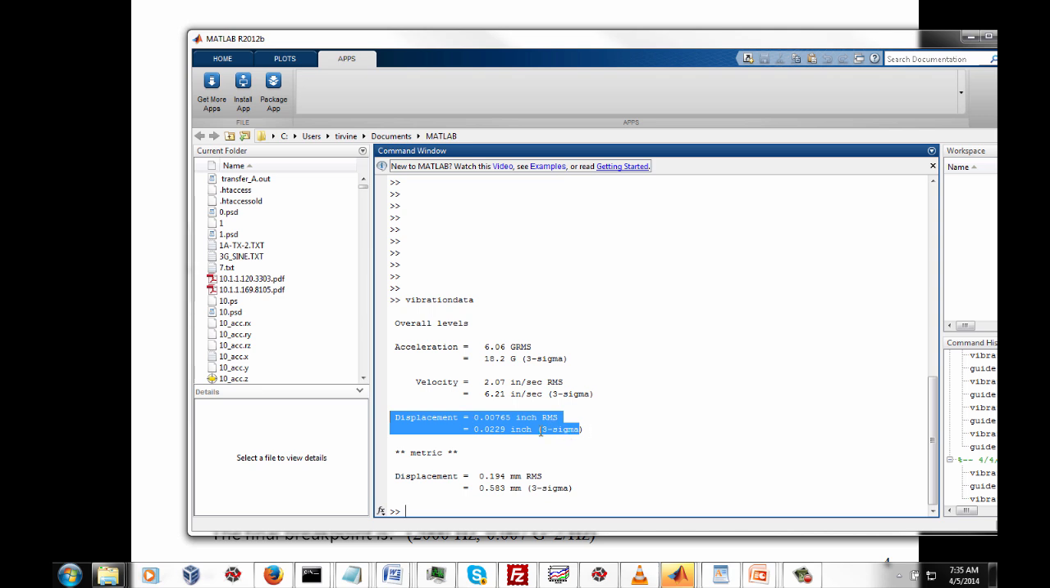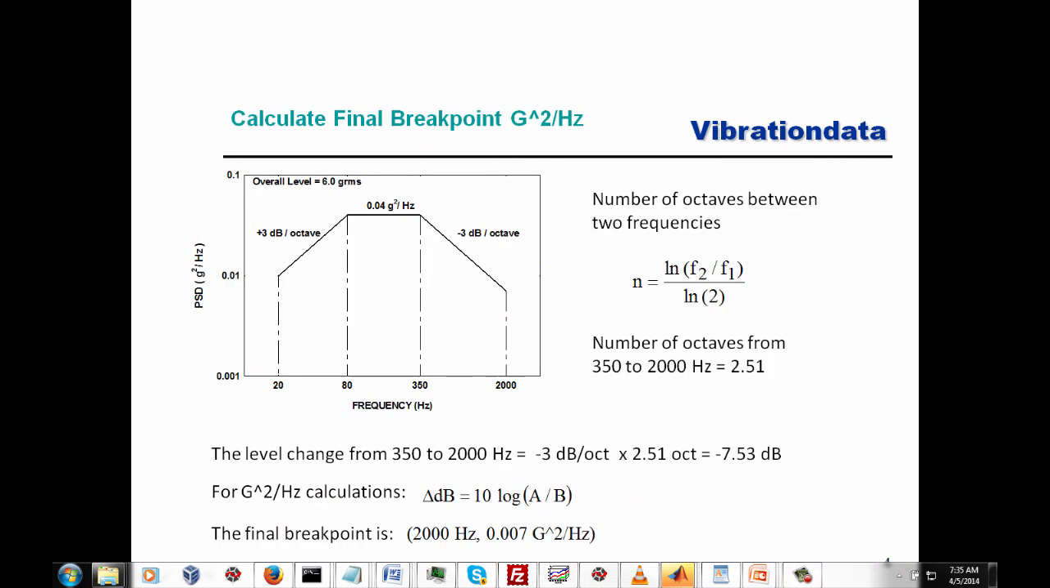And this could be important, for example, if we're trying to determine how the test specification will be for our shaker table, because our shaker table is going to have stroke limits for displacement, and shakers also have limits for velocity, acceleration, and other parameters as well. So those are some of the things we can do with that utility.